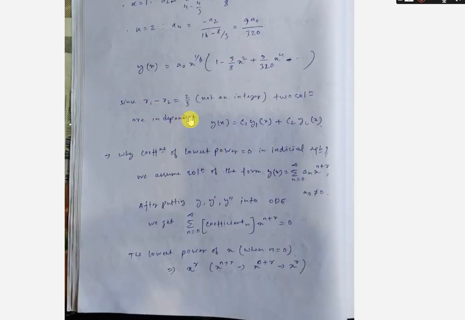So since r1 minus r2 is 2 by 3, not an integer, the two solutions are independent. Remember that. The two solutions will be independent. Why? Because if their difference is an integer, then the two solutions will be dependent.